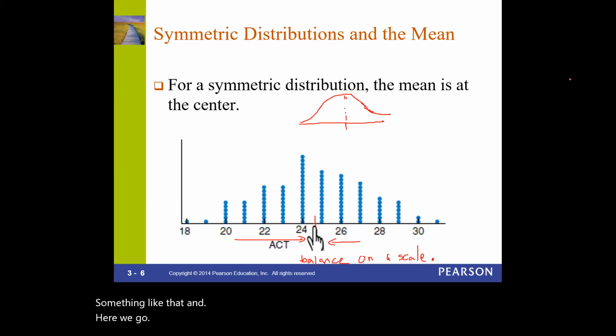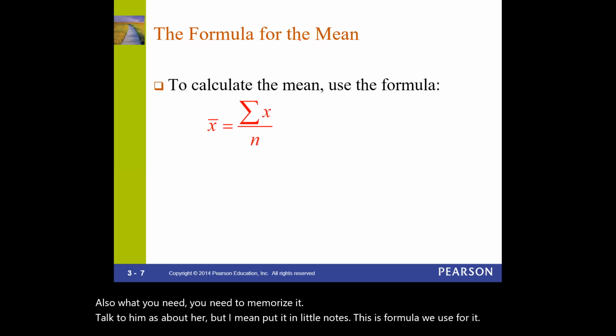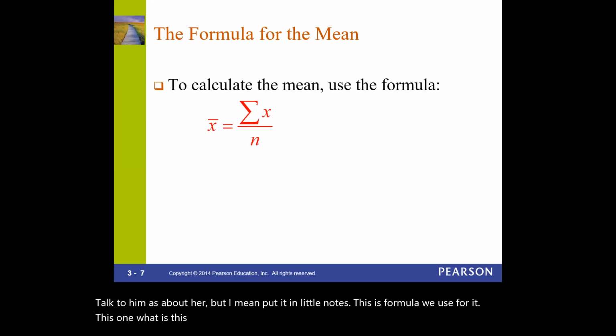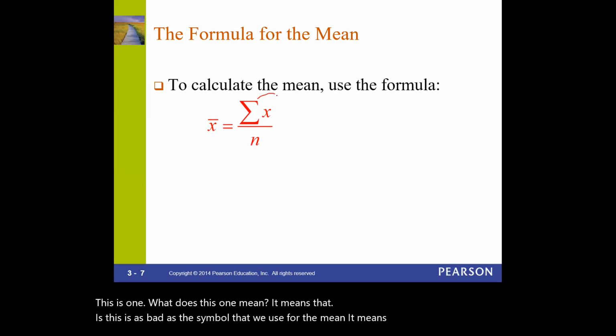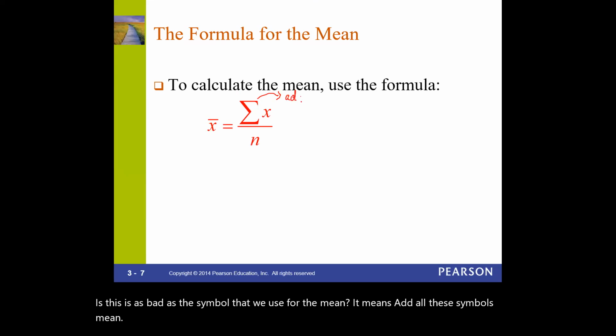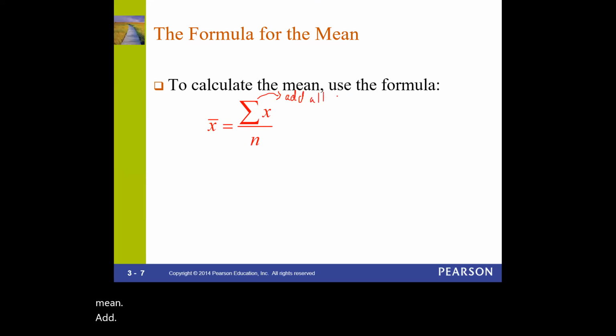So the formula we use for the mean is very important. You don't have to memorize it by heart, but put it in your little notes. This is the formula we use for it. What does this one mean? X bar is the symbol that we use for the mean. The sigma symbol means add all the data values. You need to add all of them.